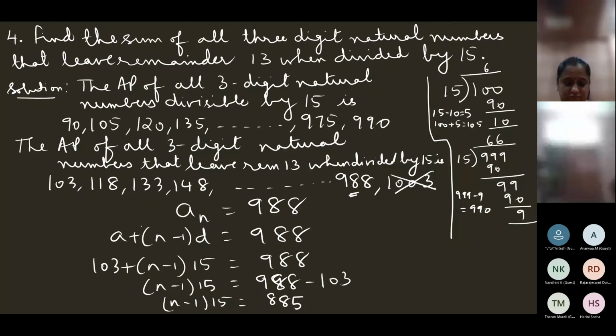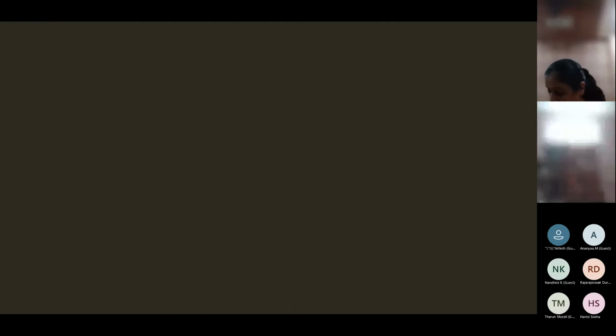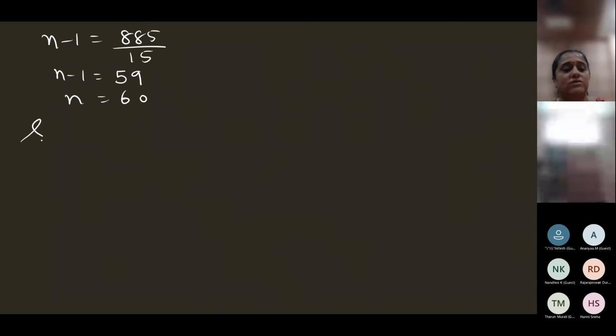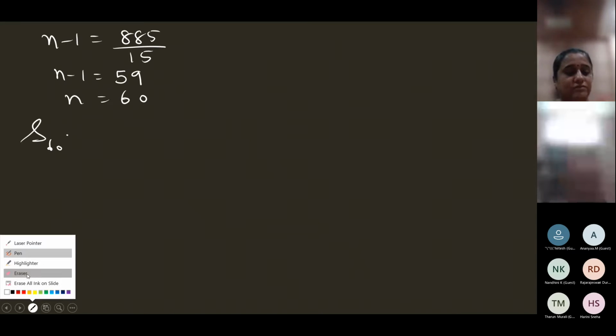N is equal to 60, ma'am. N is 60. Okay. Tarun, now find S60. So N minus 1 is equal to 885 divided by 15. N minus 1 is equal to 59. 15 sixes are 90, so 15 fives are 75, 75, 13, 59. So N is equal to 60. So now S60 is equal to, okay, we'll write Sn first.